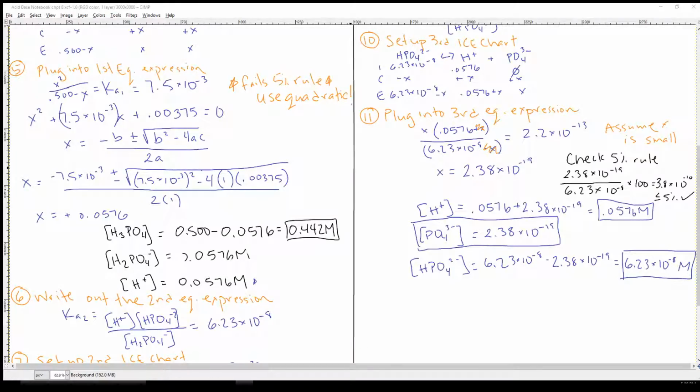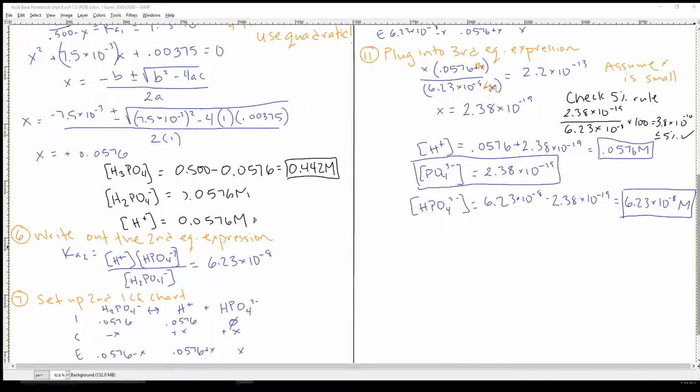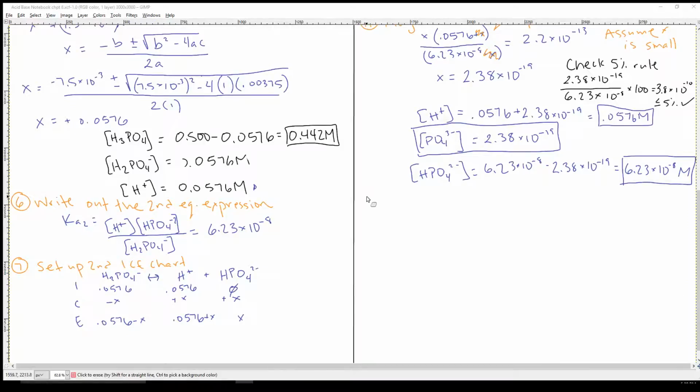Now our H3PO4, no charge at all, that one only showed up in the very first equation. So it was okay to box that because it doesn't show up again later. So those are all the concentrations that we can find using ICE charts. However, this problem also asks us to find the concentration of the OH ions as well as pH and pOH.